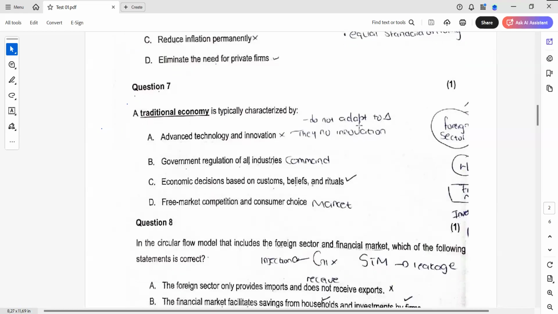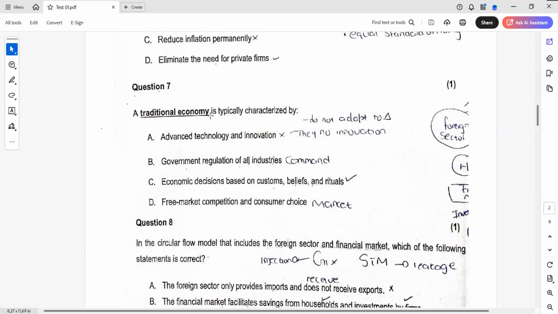Okay, a traditional economy. Remember, a traditional economy is mostly found in the rural areas or in the underdeveloped countries, and that is where they still practice hunting, gathering, and farming. Their main aim is not to stimulate economic activities, right? By doing whatever they do, by farming, by hunting, by gathering.